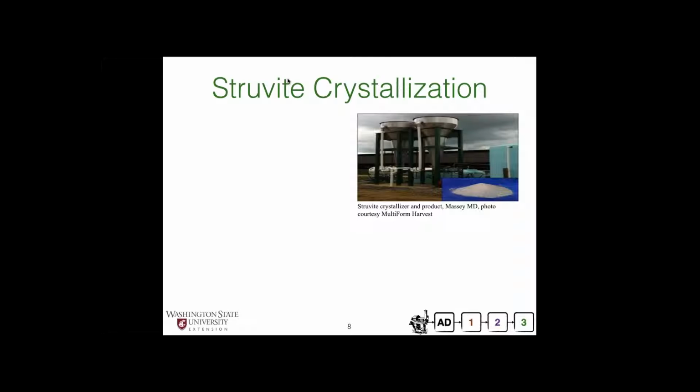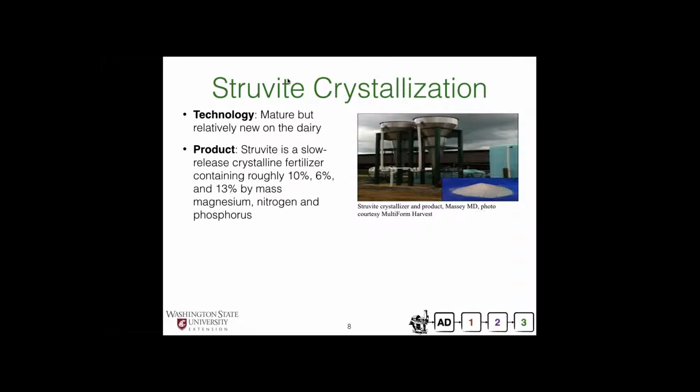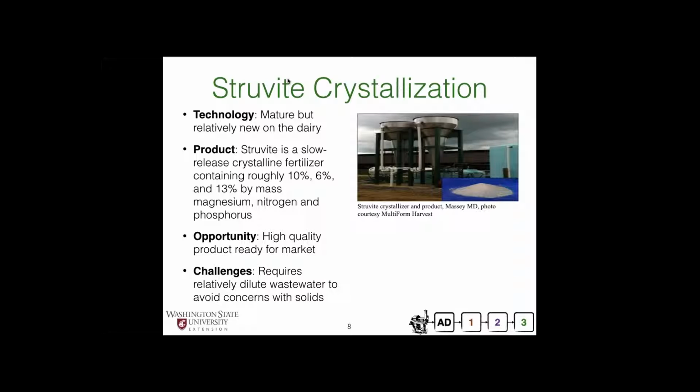Okay, so Struvite Crystallization. Again, this is one of those mature technologies from municipal wastewater. It's really a very high quality, market-ready product, and it has characteristics with nitrogen, phosphorus, and some other nutrients and components like magnesium that make it attractive for multiple uses.